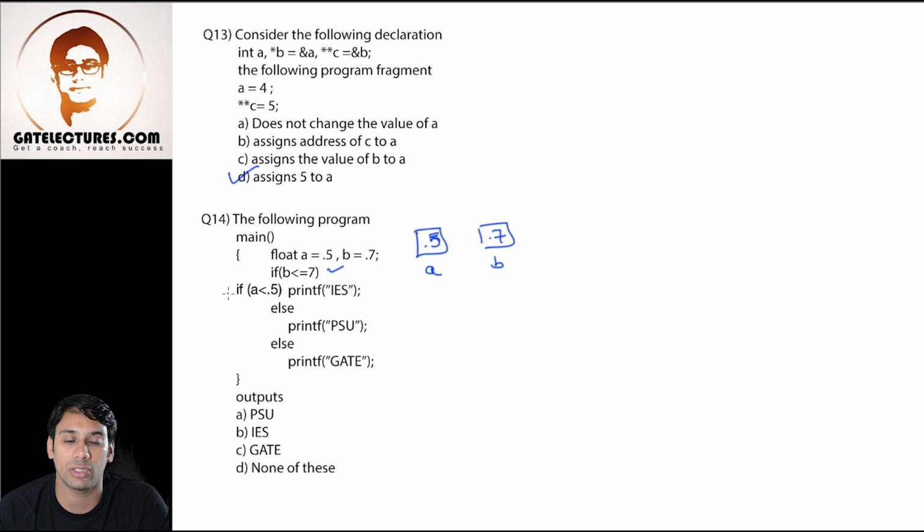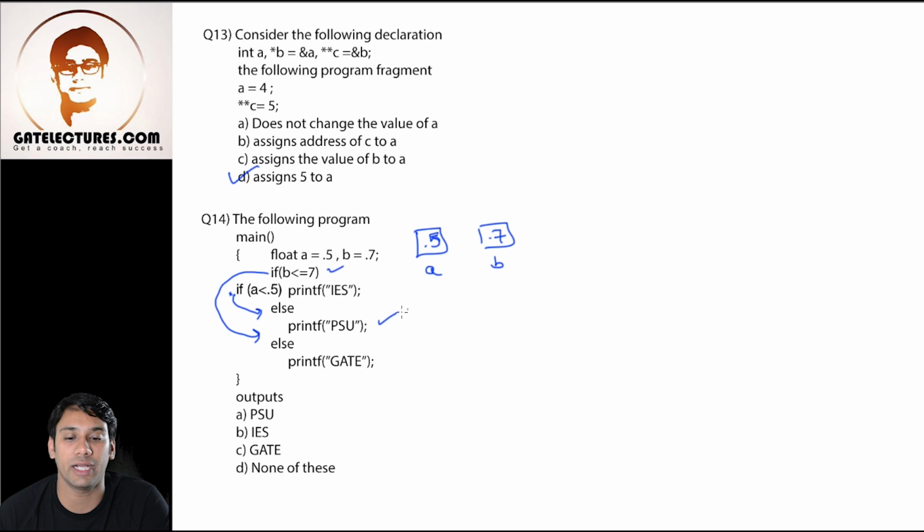So I'm going to execute this statement. The next statement is if a is less than 0.5, and the value stored in the variable a is 0.5, therefore this condition is false. So it is not going to execute this statement, it is going to execute this else statement. This else statement is related to this if, and this else statement is related to this if.